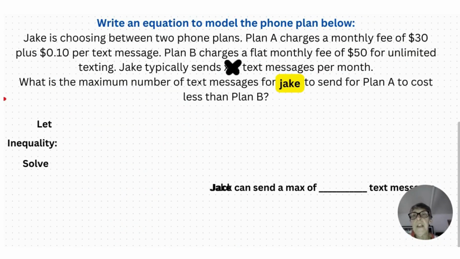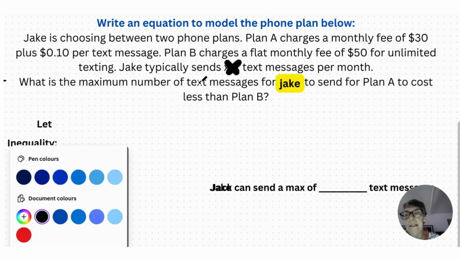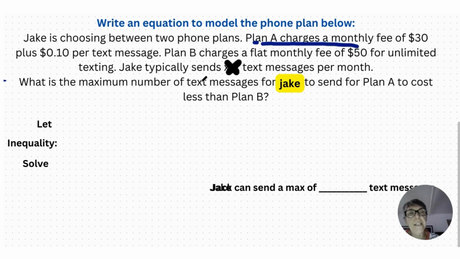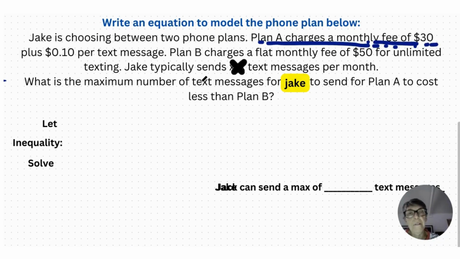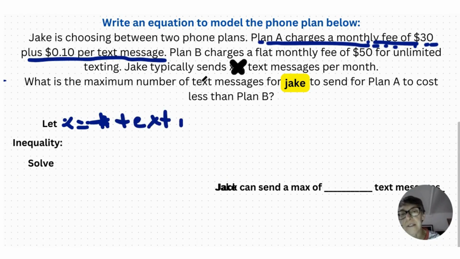In this problem, Jake is choosing between two phone plans. Plan A charges a monthly fee of $30 plus 10 cents per text message. And I don't yet know how many text messages Jake is going to send. So I'm going to let X equal the number of text messages Jake sends. So number of texts, messages.